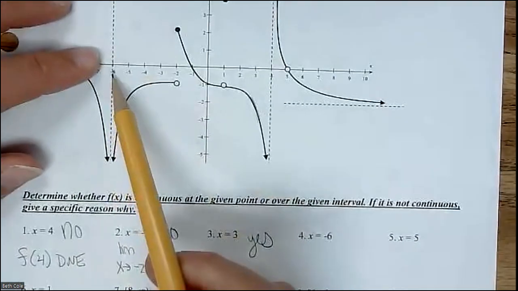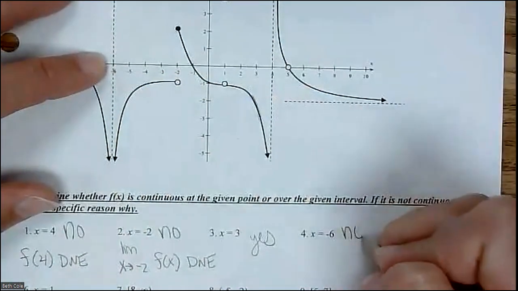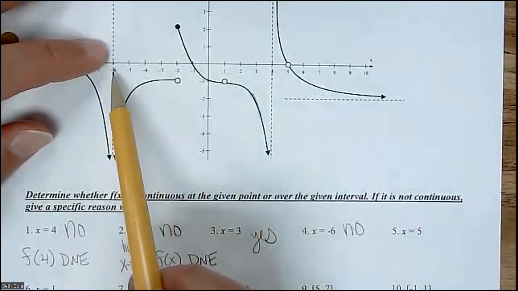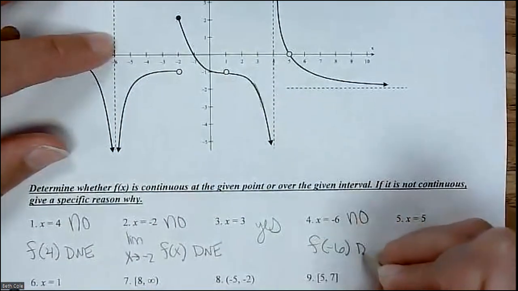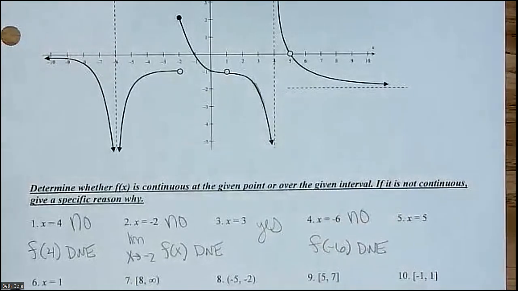All right, -6 is right here. What do you think? Yes or no? That is no. Go through the rules in order. Is there a point? Is there a limit? Do they agree? So is there a point at -6? No. Good. So you're going to write f of -6 does not exist. It's the easiest one to write. So go with that one. Like go with the easiest thing.